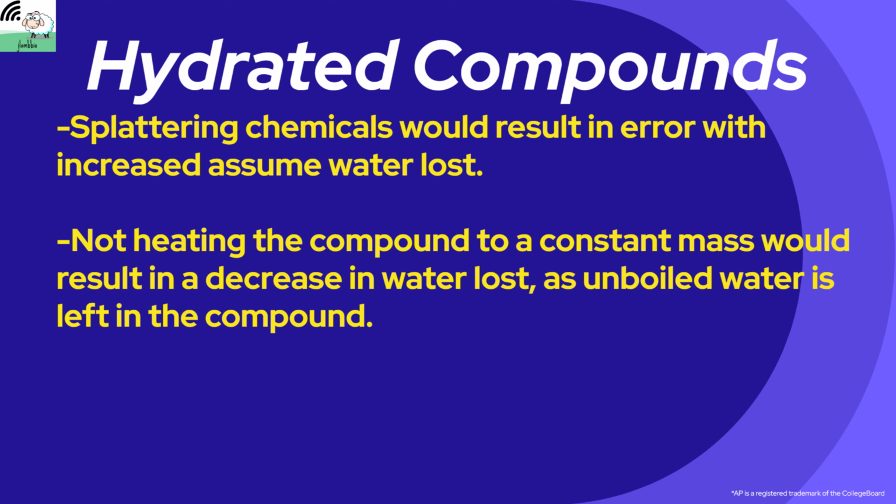Not heating the compound to a constant mass would result in a decrease in the water lost, as unboiled water is left in the compound. So when we would subtract those two, we'd get a value that is smaller than what would be expected. And so we would assume that the mass of the water being released is lost because there's still some water left in the anhydrous compound, which would result in an increased mass of the anhydrous compound. So we need to take into consideration what are some possible sources of error as we go through and do the mathematical calculation with this. So I'm going to go ahead and move forward with some of these calculations.